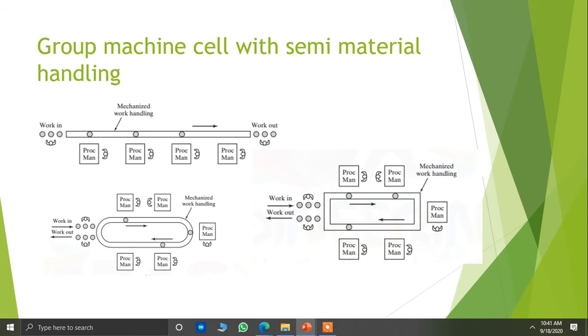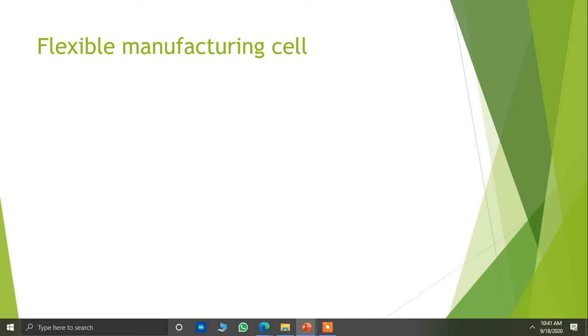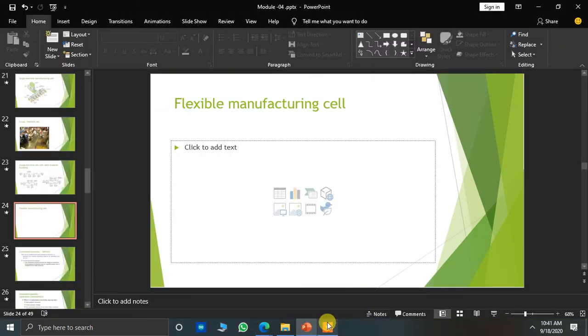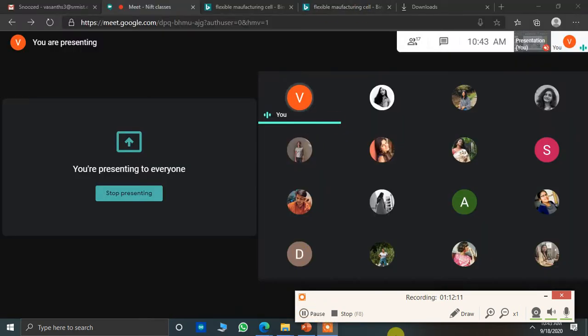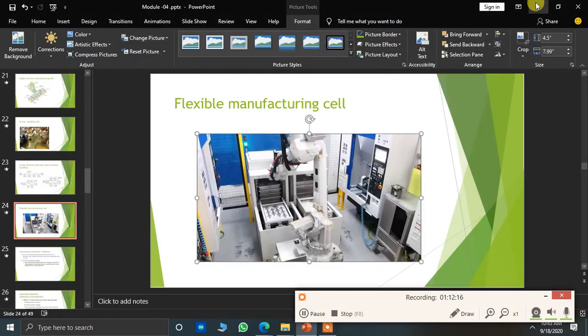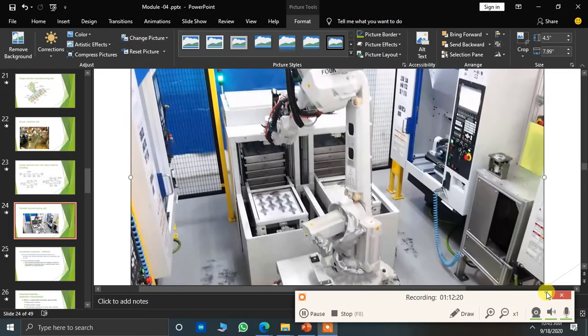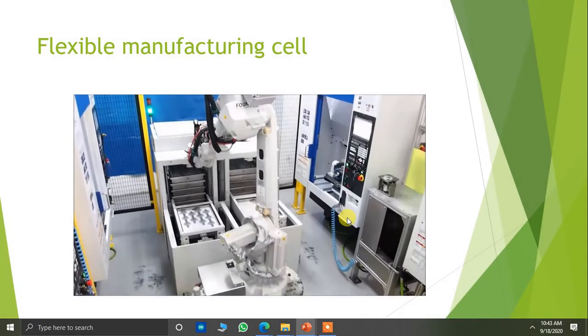So the next one is your flexible manufacturing cell. Just have a look. This is a typical setup where you have a robot. Can you tell what has been happening here? Any idea? See, there are two lathes, on both the ends there are two lathes, and one single robot is actually stacking the finished products.